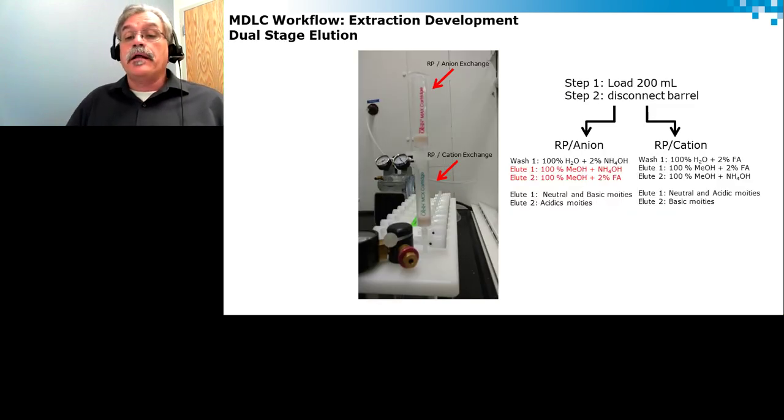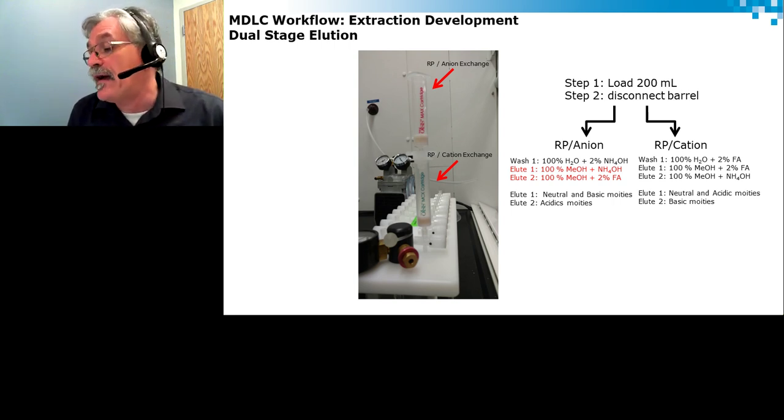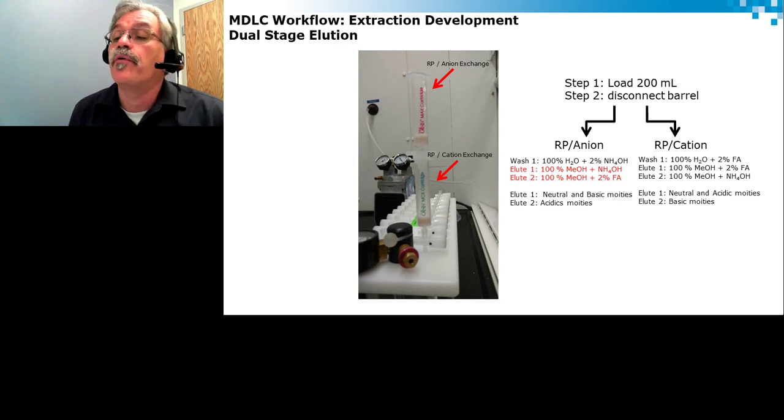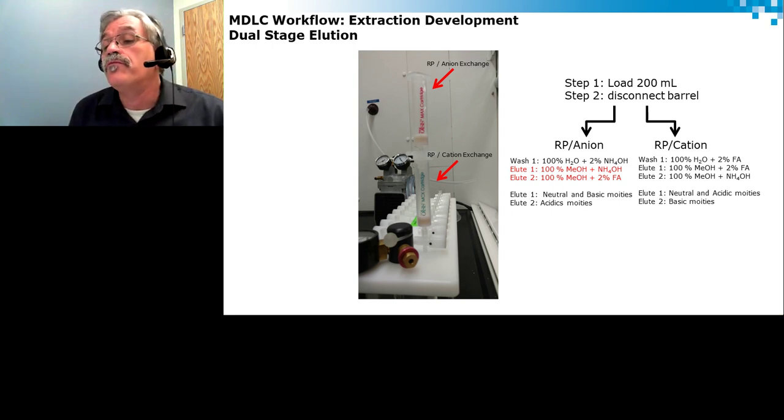The next stage is interesting because we can go a bit more bold on our sample prep by using what I call a dual stage elution. Suppose that we have very little information as to the type of behavior a target analyte could have. Are we looking at a compound that's an acid, a base, a neutral? Are these compounds behaving as acidic or basic? One would not know. So this could be utilized as a screening aspect. Here we would end up with 4 final extracts.